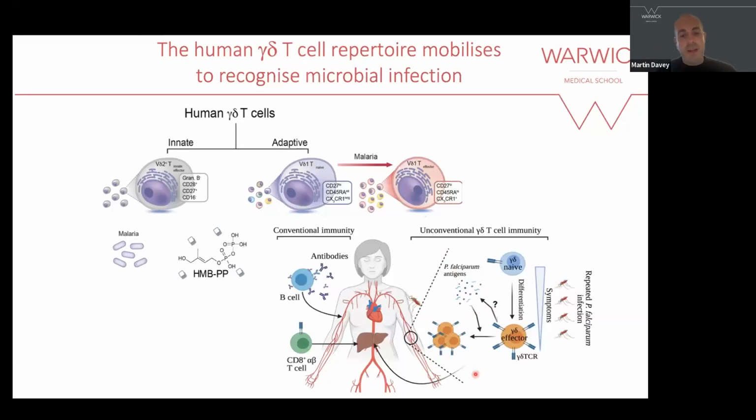So I suppose one of the questions that we're asking now is, what does this all mean, and how does this adaptive response work, and where does it work? We've got some ideas that maybe it might be in the liver or different sites of the blood, potentially the spleen. And so we're looking to answer some of these questions now.